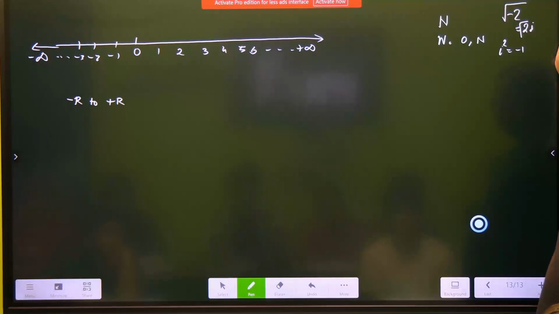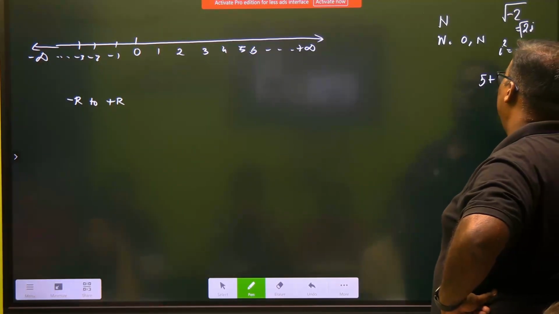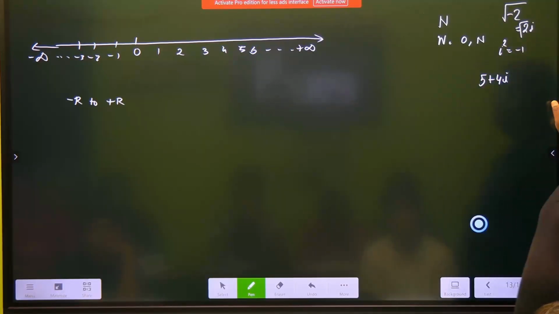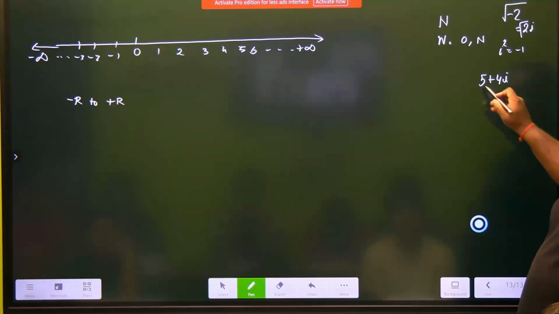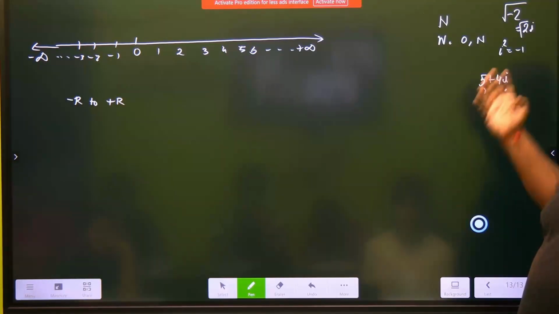And then in grade 11, you'll get a number which will be something like 5 plus 4i. This is a complex number. It has a real part and it has an imaginary part also. Imaginary will be dealt with imaginary, real with real. This is what is waiting for you.